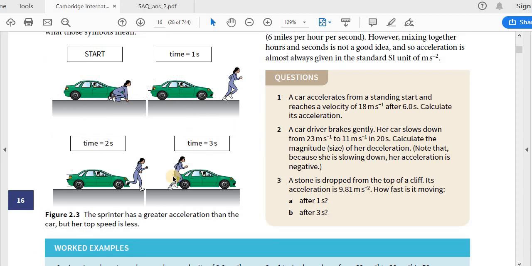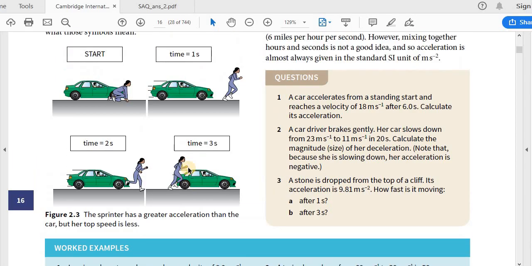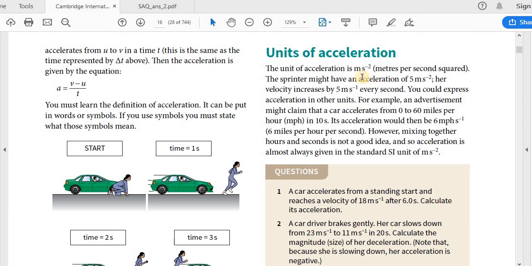Okay, so you can see the sprinter has a greater acceleration than the car, but her top speed is less. So in the beginning she accelerates faster than the car, but eventually the car overtakes her because the car has a greater top speed. The SI unit of acceleration is meters per second squared. The SI unit of speed is meters per second. The SI unit of time is seconds. So the SI unit of acceleration is meters per second squared.